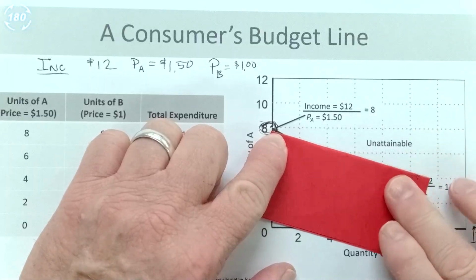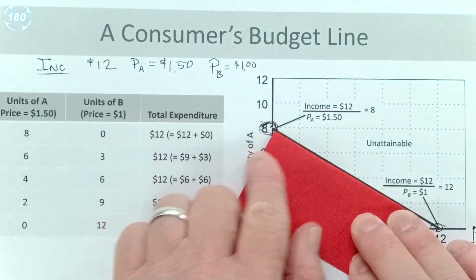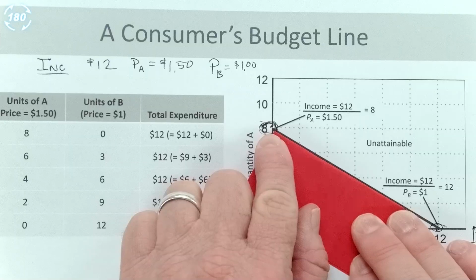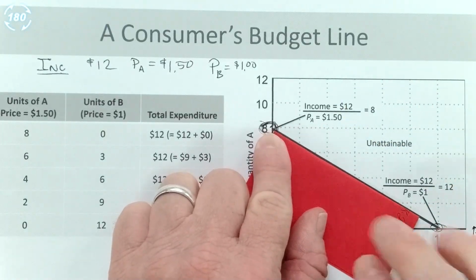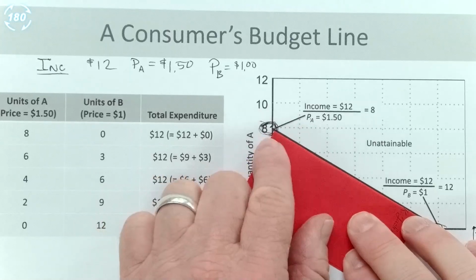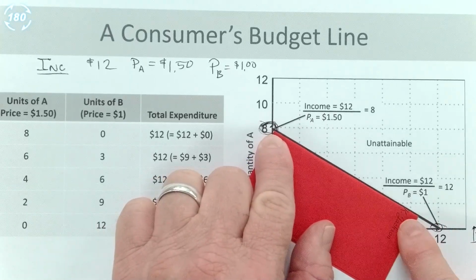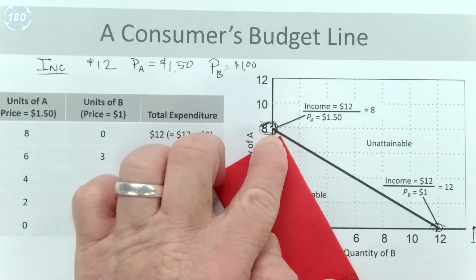And so we use that. We vary the price of B under ceteris paribus conditions. That is, we don't change the income. We don't change the price of A. We just change the price of B. We were moving this line back and forth.